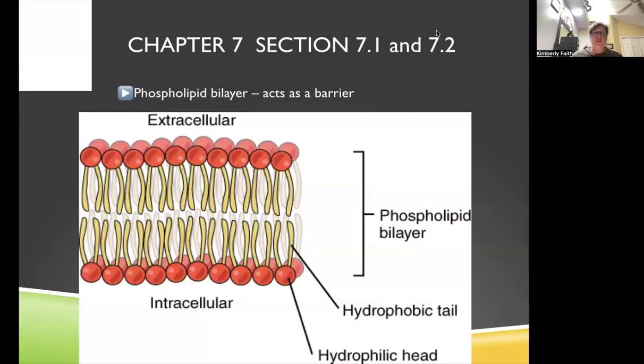Hello, we're going to, or should I say, I'm going to talk about section 7.1 and 7.2. I know we talked a little bit about this in class.